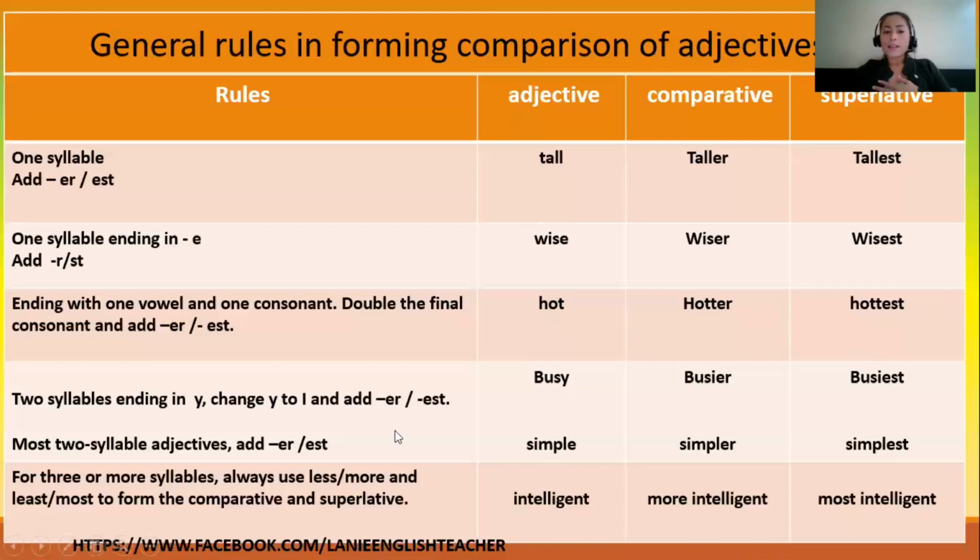All right. The next rule here is that for a two-syllable adjective ending in Y, for example busy, it ends with Y. So simply we have to change Y to I, then add ER to form its comparative. So busy becomes busier, and we add EST to form its superlative. So it becomes busiest. So busy, busier, busiest.